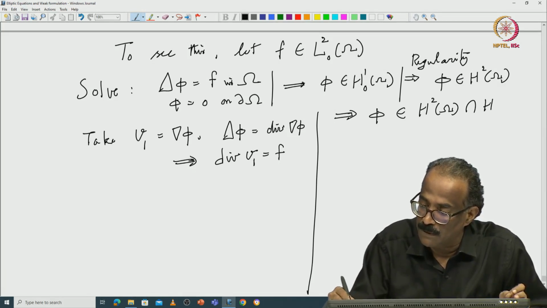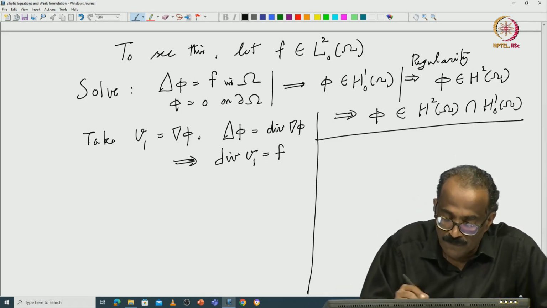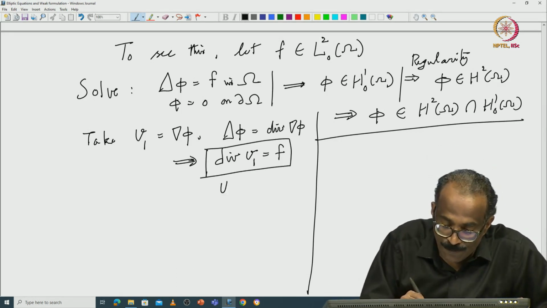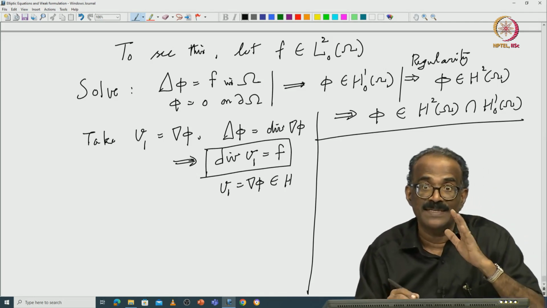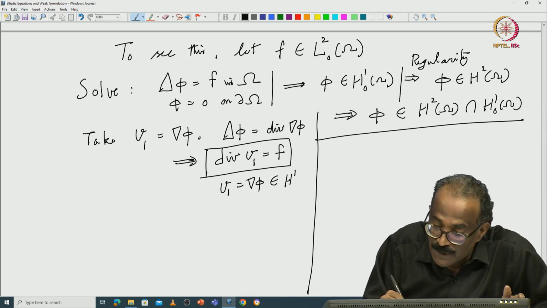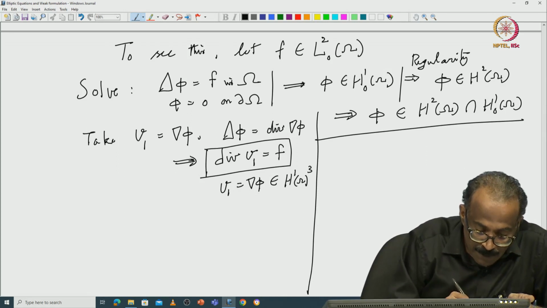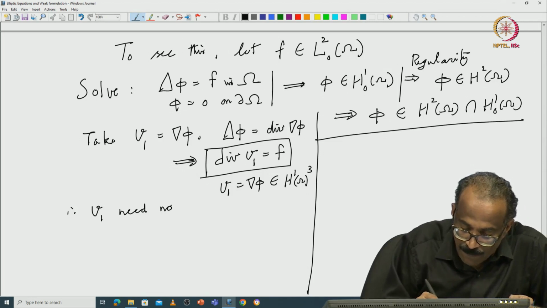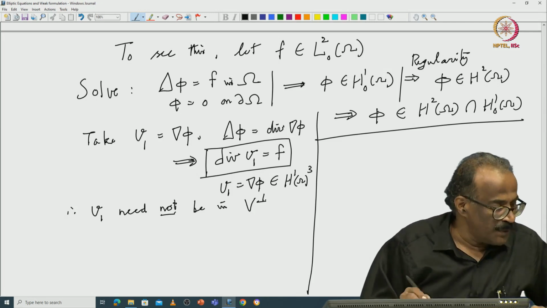So this basically tells you that phi is in H2 of omega intersection H1 naught of omega. This you already have. So you have the divergence of V1 equal to F, and with V1 equal to grad phi, V1 does not satisfy the 0 boundary condition, so it will be in H1 of omega cubed, that is all you can say. Therefore V1 need not be in V perp. So what do you do here?